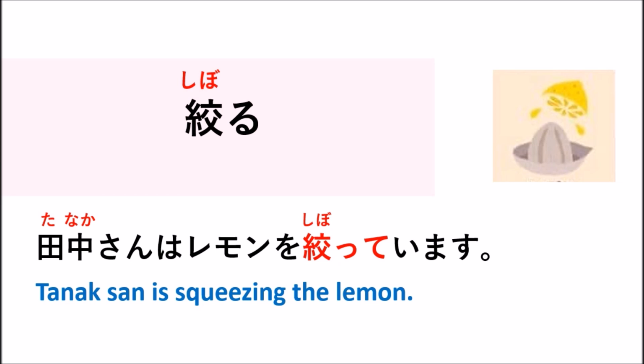Here, lemon means lemon, but in Japanese they just say lemon. Lemon means lemon in English, and shiboru means squeeze. So here they change it to the masu form, the te imasu form, so they can say shibotte imasu. This means Mr. Tanaka is squeezing the lemon at that time, so they can say Tanaka-san wa lemon o shibotte imasu.